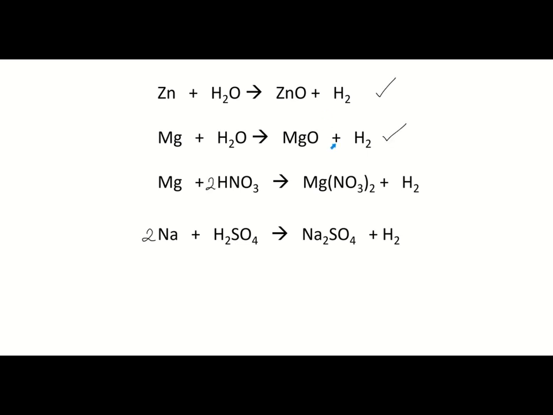Hopefully you noticed that. This one here, you need 1 magnesium for 2 nitric acids. That's going to make you 1 molecule of magnesium nitrate and 1 molecule of hydrogen. Okay, next up we have got 2 atoms of sodium will react with 1 molecule of sulfuric acid to form 1 molecule of sodium sulfate and 1 molecule of hydrogen.